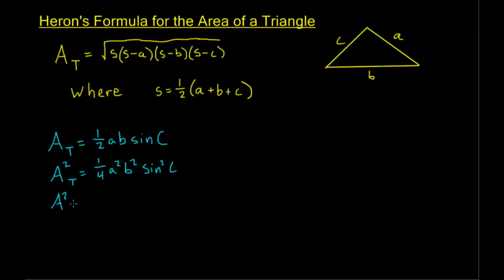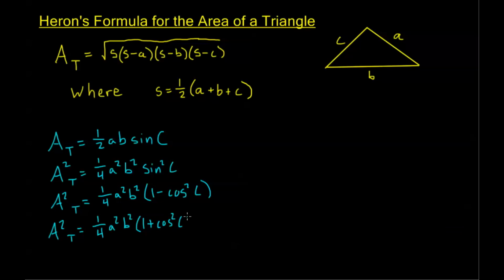The next step is that we plug in, using our Pythagorean identity, instead of sine squared, 1 minus cosine squared of C. Then we have A squared equal to 1/4 A squared B squared, and I can factor this into 1 plus cosine C times 1 minus cosine C. Oh sorry, I don't have squares here, do I? This is just cosine to the 1 on both of these.